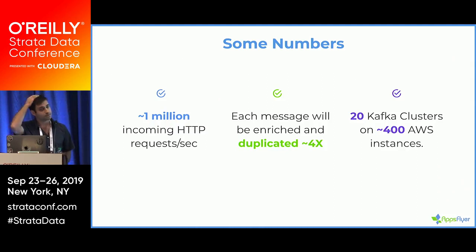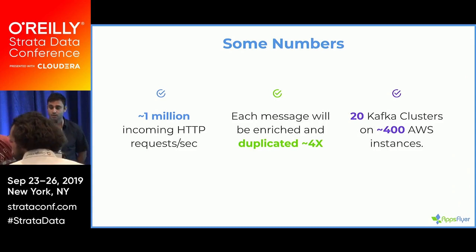So, what does all this data translate into? We deal with about 1 million incoming HTTP requests a second. All those requests will be translated into Kafka messages and will be passed around and duplicated and enriched in our system around 4 times, depending on the flow they go into. We do all of this on 20 Kafka clusters on 400 AWS instances. We're solely on Amazon infrastructure. So that translates to about 80 billion events daily. It's seasonal, but that's the ballpark.